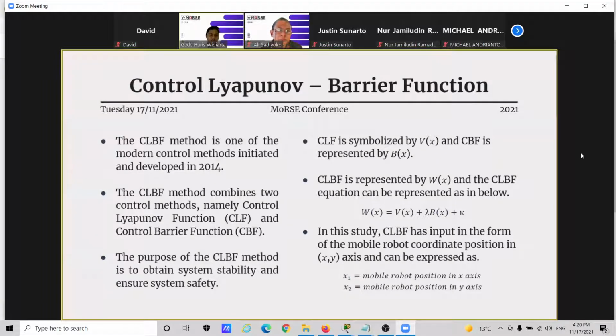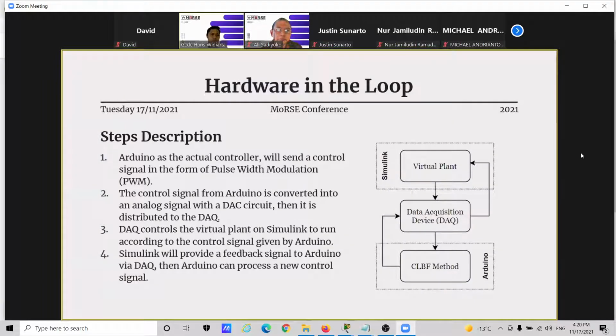In this study, CLBF also has an input in the form of the mobile robot coordinate position on the x and y axes, where x1 is the mobile robot position on the x-axis and x2 is the mobile robot position on the y-axis. Okay, here's the hardware in the loop design.